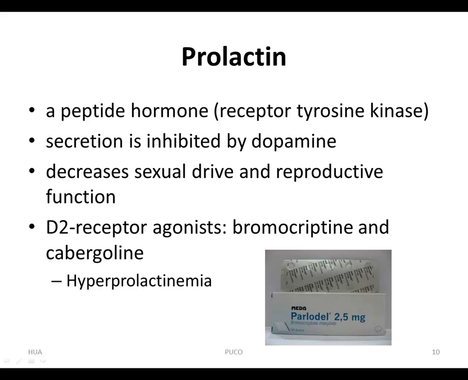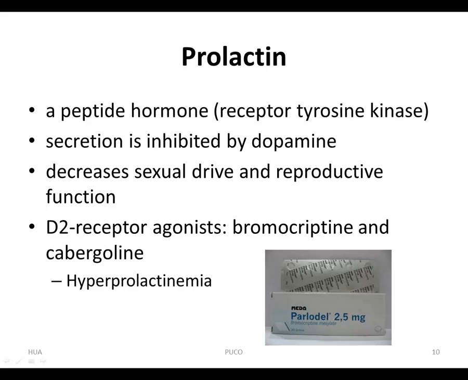Prolactin is a peptide hormone similar in structure to growth hormone and is also secreted by the anterior pituitary. Its secretion is inhibited by dopamine acting at D2 receptors. Its primary function is to stimulate and maintain lactation. In addition, it decreases sexual drive and reproductive function.